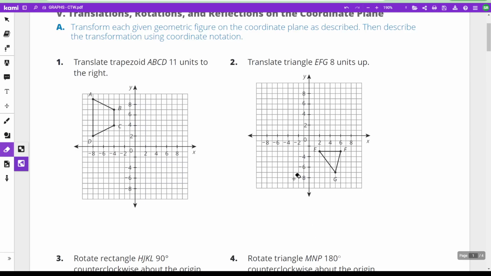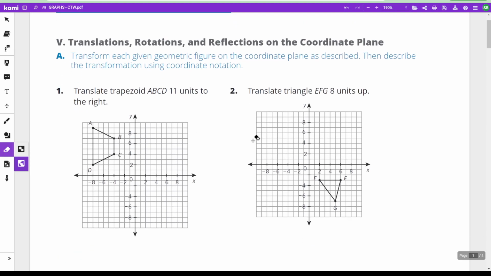Here we have the coordinate transformation worksheet. Section A asks us to transform each given geometric figure on the coordinate plane as described. Then we want to describe the transformation using coordinate notation. So let's start with question 1.